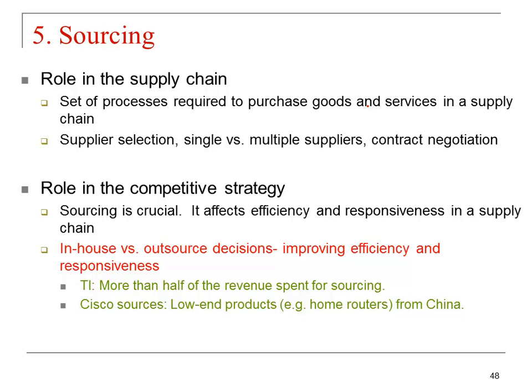So, for example, at Texas Instruments, more than half of the revenue is spent on sourcing, and Cisco gets low-end products, home routers, from China. So they can find some of their goods outside the States.